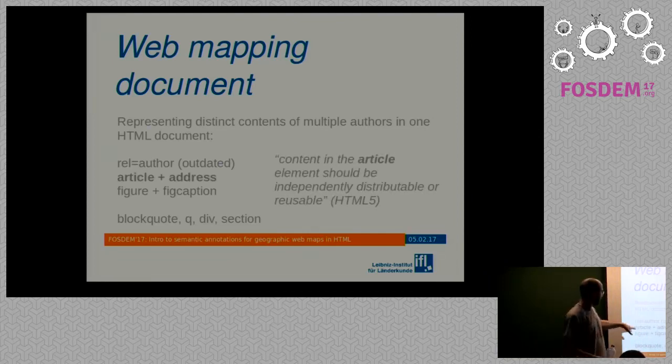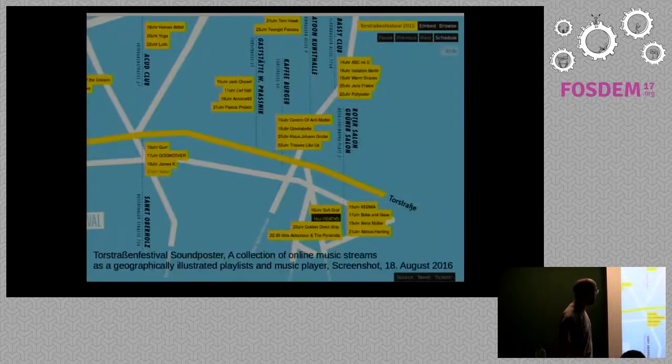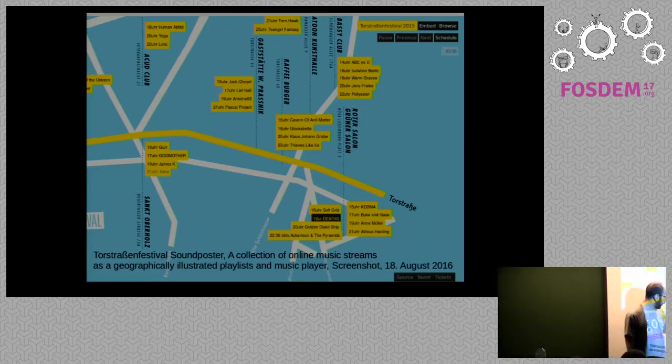So, because of the content in the article, now describing a web map element, should be independent and reusable of the map it is used in. One example of such a content, this is a map of a festival I made, and this represents an artist and a band with a concrete track.